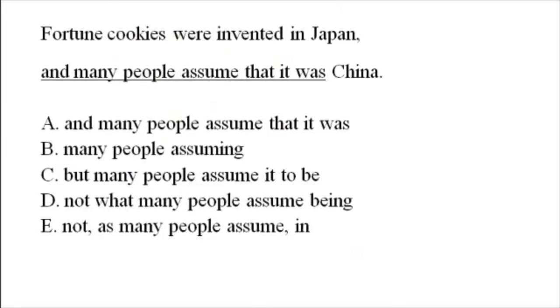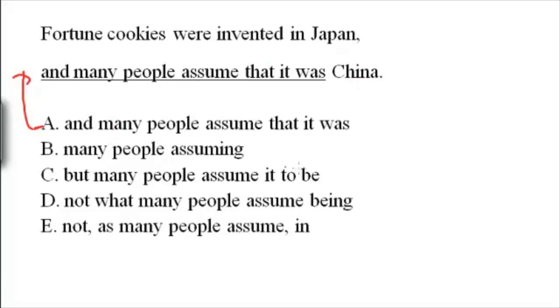Alright, this is actually one of the more fundamental questions that you need to learn, so let's look at this. Fortune cookies were invented in Japan, and many people assume that it was China. Okay, so remember, A in this case is always the same as the original sentence, but in the paragraph editing section of the SATs, remember A is actually not the same as the answer, or it doesn't have to be. Oftentimes it is, but A is actually a different answer choice.